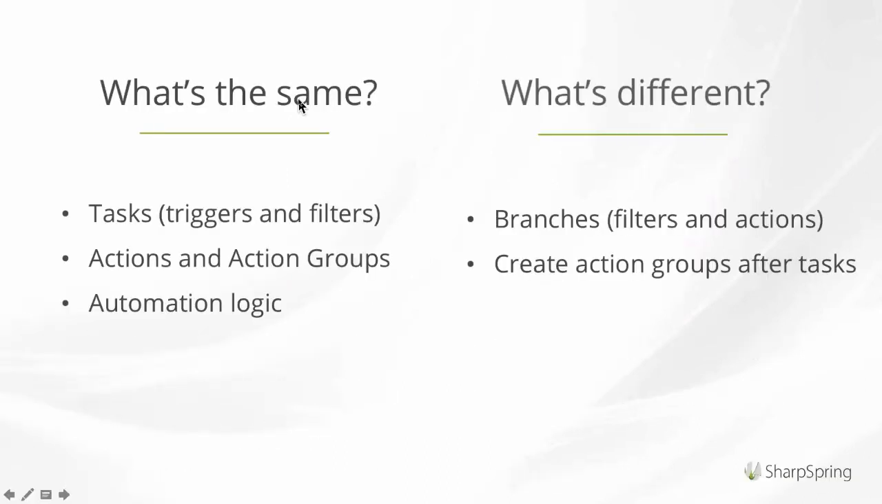And so I know a lot of you guys are asking, well, what's different? What's changing here? What should I know about when I get access to this feature? What's the same is the tasks. The tasks, the triggers and filters, the actions and action groups, those are all the same. Nothing changes. So you'll still have the same list of actions, the same list of tasks moving forward. And the automation logic is the same too. So you don't have to relearn this, guys.